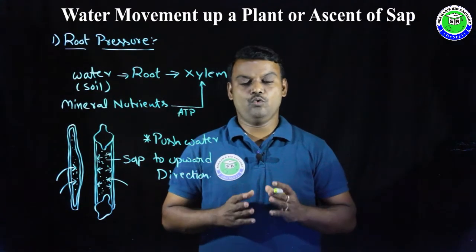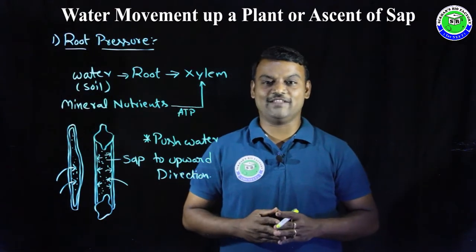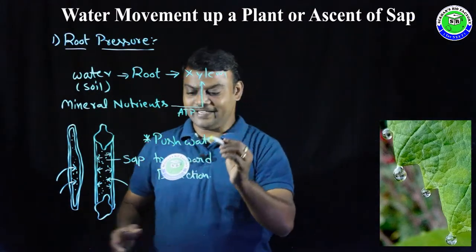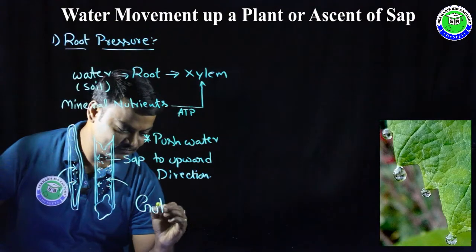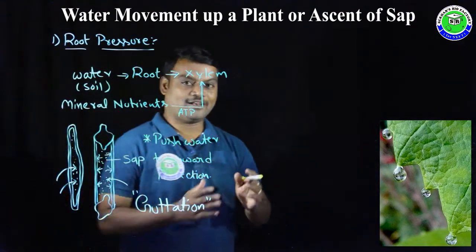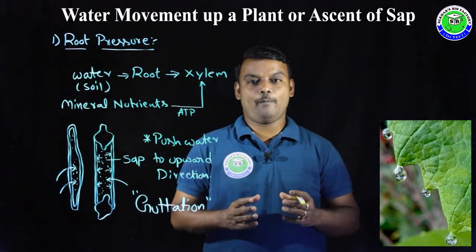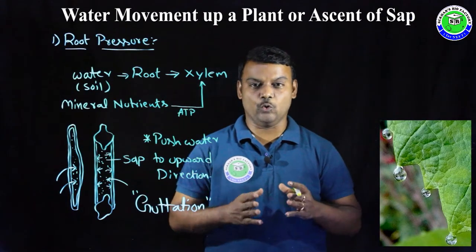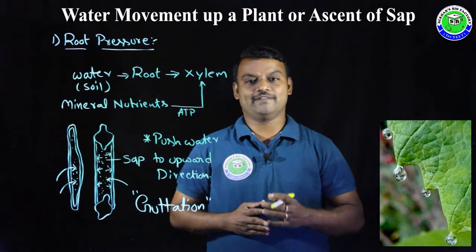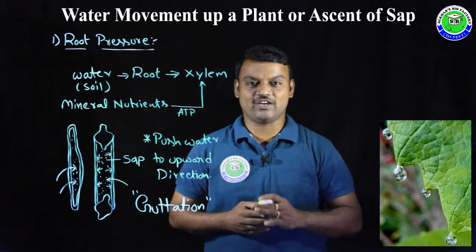In a similar way, root pressure can be observed naturally in plants due to a process called guttation. So guttation is a process that can be observed in plants at night or early morning, and also when the evaporation of water from the leaf is low. So in that condition, due to this positive root pressure, water is always continuously pushed in the upward direction.